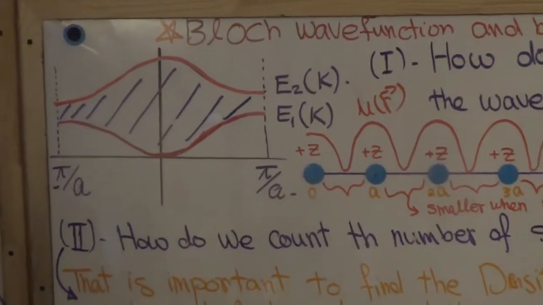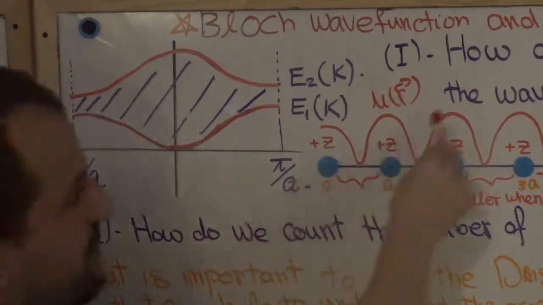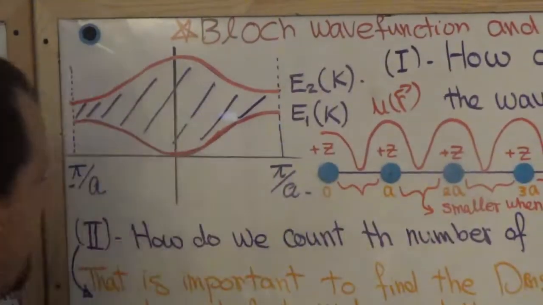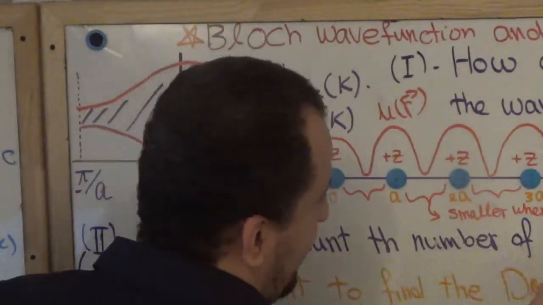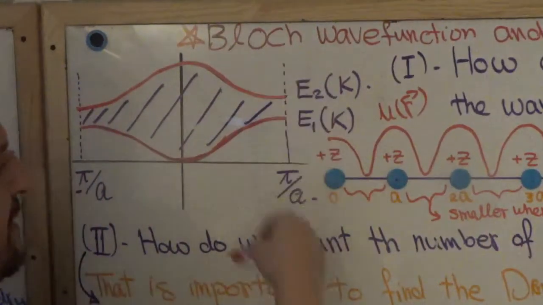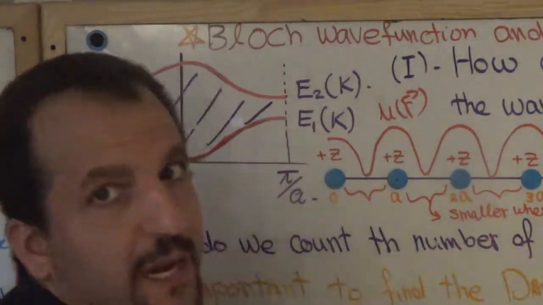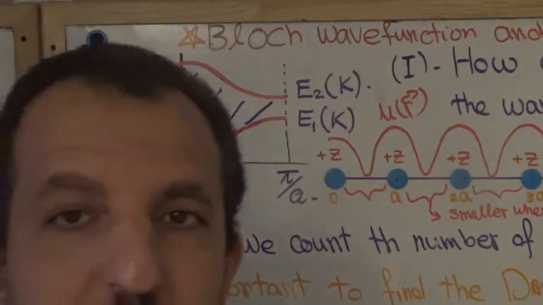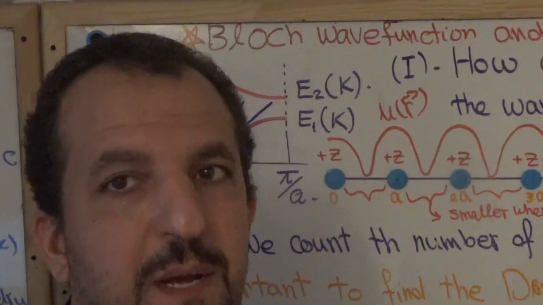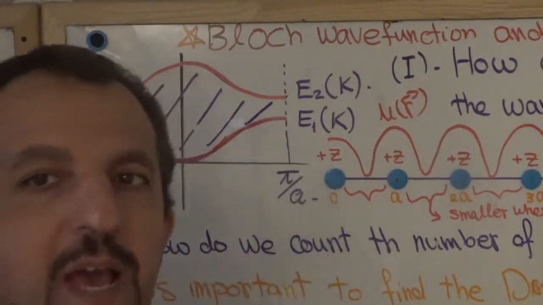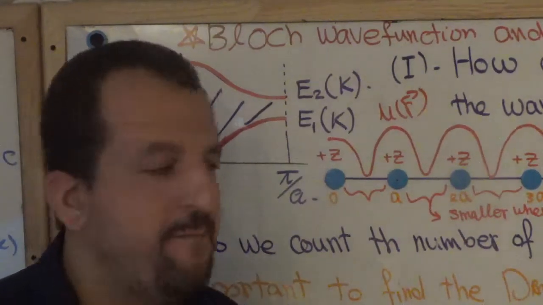Let's come here. How to normalize the wave function? So this is one question. So how do we count the number of states? How can we count the number of states? So this is another question that we need to keep in mind. So how can we do that? How can we count the number of states?